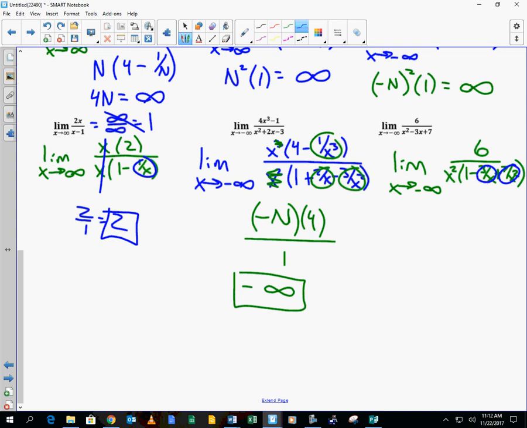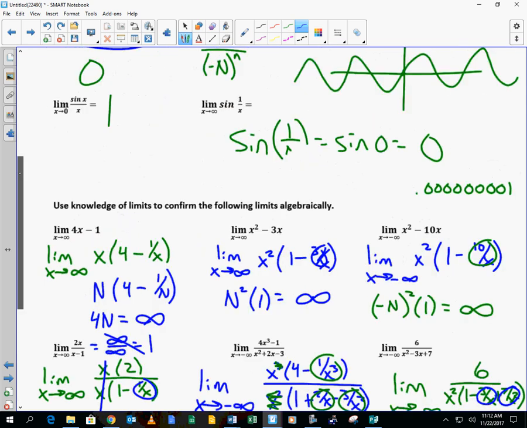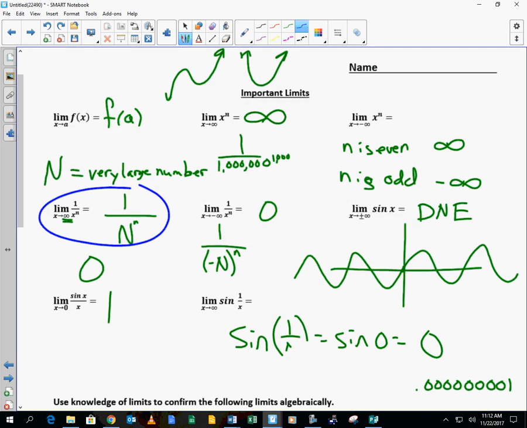0, 0, 6 over a very large negative number squared, which will give me negative 0. No, just 0. The 6 just has no power over the denominator. I mean, look at this, Rach. Does it matter if we get 1 over a million or 6 over a million? Either way, it's going to be a very small value, isn't it?